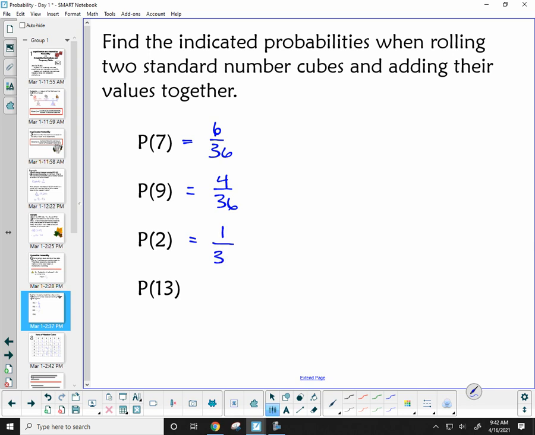1 out of 36. Only one way to do it. And then how about the probability of rolling a 13? It's 0, or you can write 0 out of 36 as well. It doesn't really matter, because it's not possible.